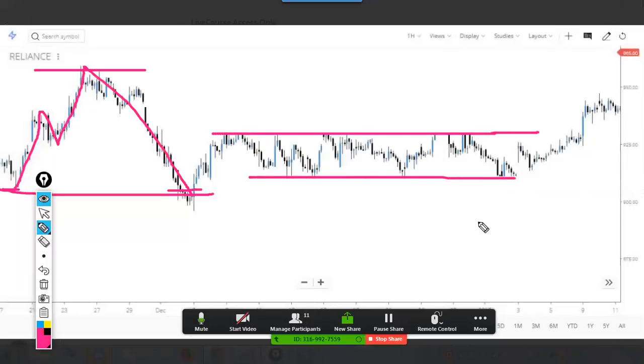So why is this important to know? Once you know that the flat market structure is moving on, you're supposed to play these ranges and not look for trend kind of momentums. You're supposed to play these ranges, selling here, buying here, and look for breakout trades if the price breaks out above the level, like here.